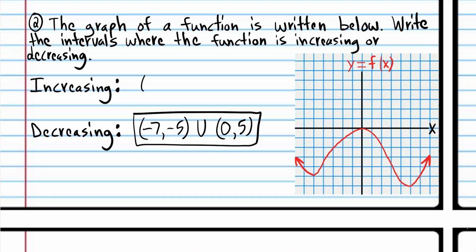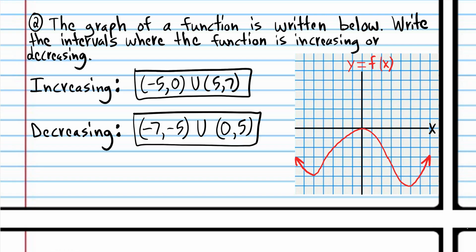So now we can see that the graph is increasing from -5 to 0 because the graph is going up in this region here from left to right. It's also going up from 5 to 7 in this region here. So if you got that right, excellent.